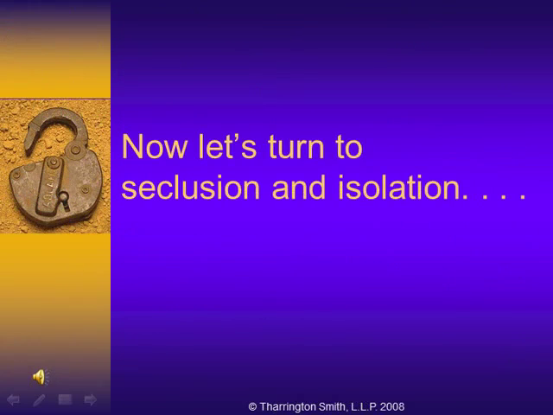Now we have covered the proper use of both physical and mechanical restraints. Remember, physical restraints may be used as necessary in several types of situations, but the situations in which mechanical restraint may be used are much more limited. And of course, neither can be used purely for disciplinary purposes.